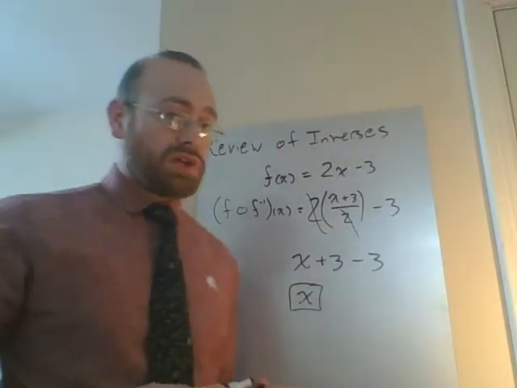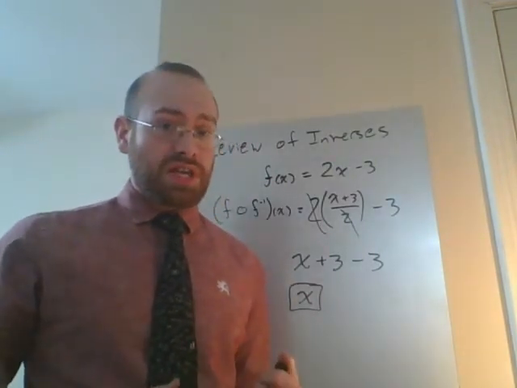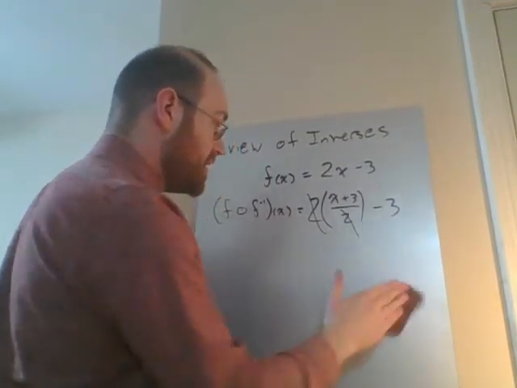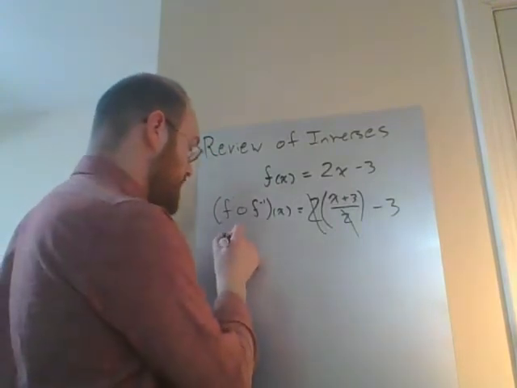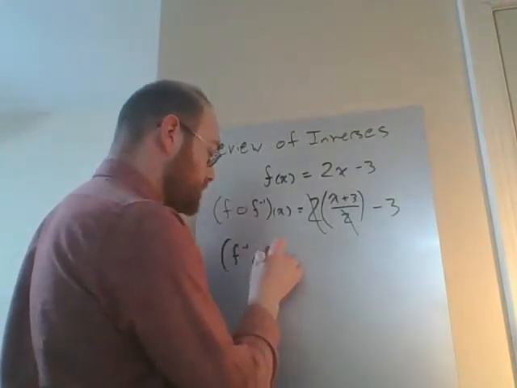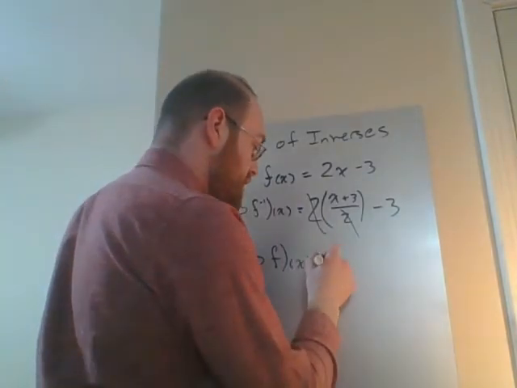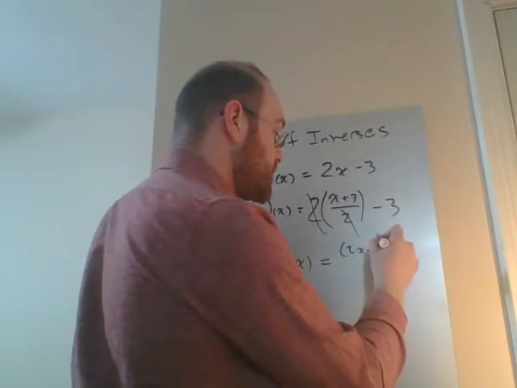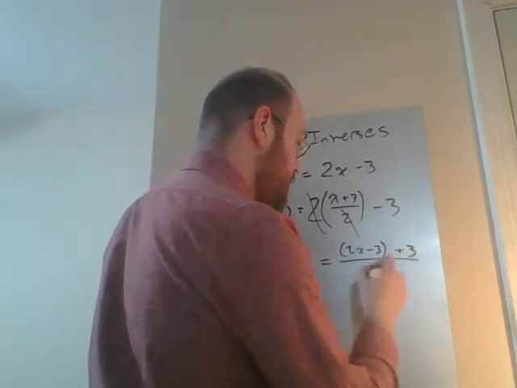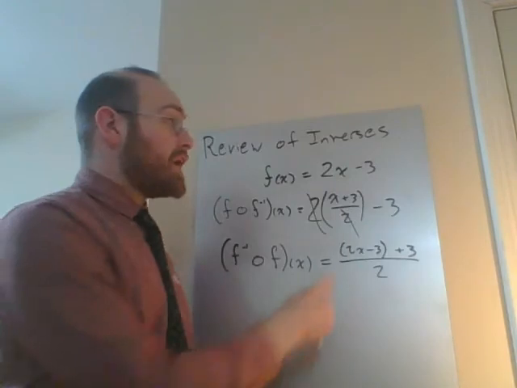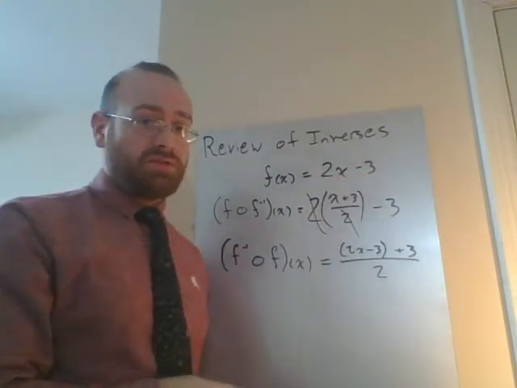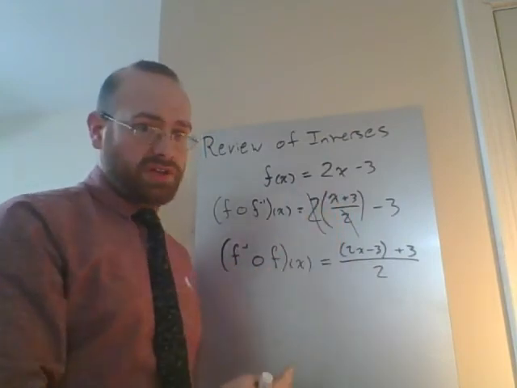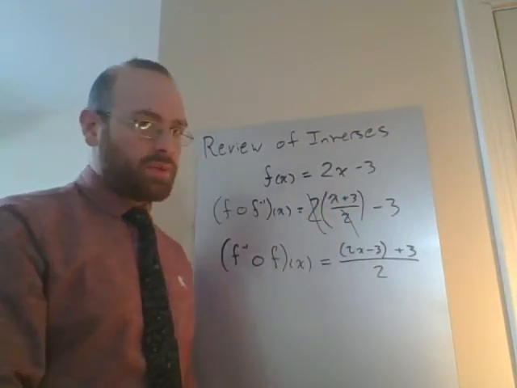To be truly rigorous, we should test the alternate path. So let me erase this step, and we'll have f inverse of f of x. And so this time, I'm going to have 2x minus 3 plus 3, all divided by 2. So I've taken our first function and plugged it into the function that I've already erased. But luckily, we had this up here, which was the second function. Hopefully that wasn't too confusing.